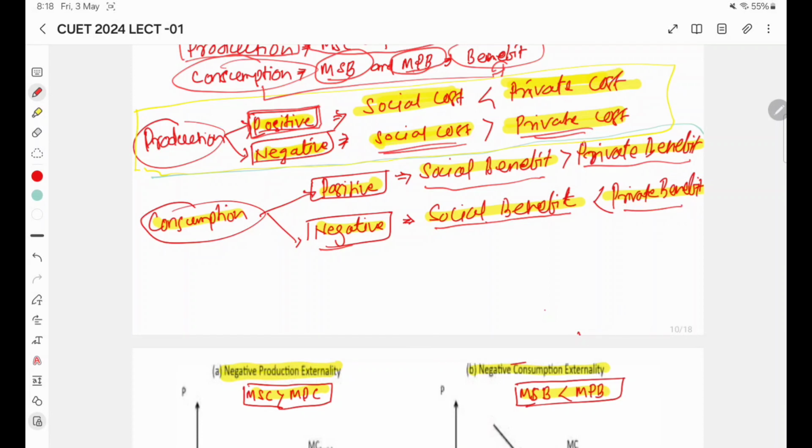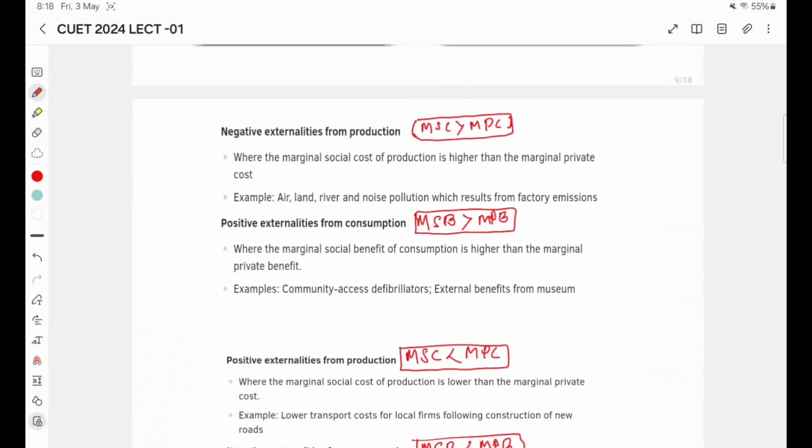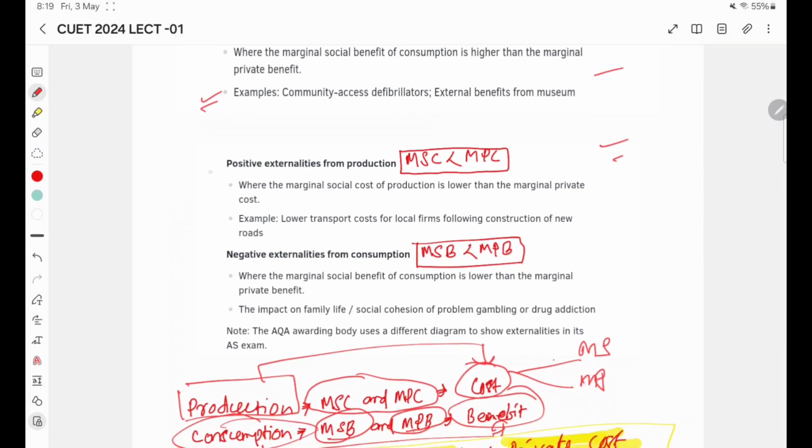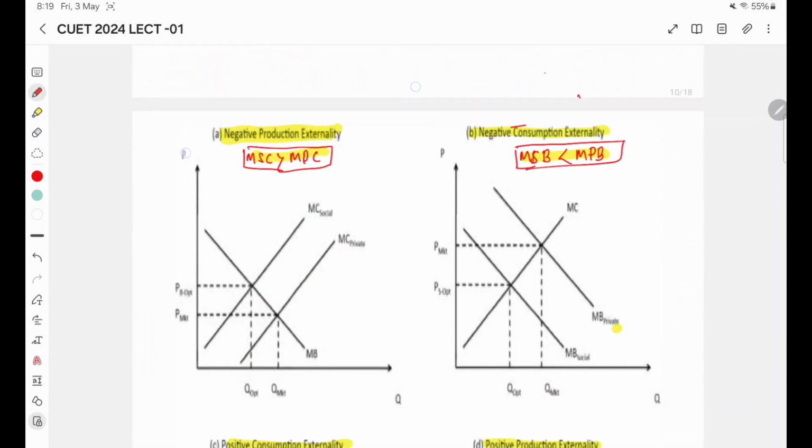Okay, so here are some diagrams. Let's first discuss the different types of conditions that I have already mentioned, all these points in a short note. You can go through this. The negative externalities from production, where they occur and what the examples are, and positive externalities from production, the meaning and examples. Okay, so this is the diagram.